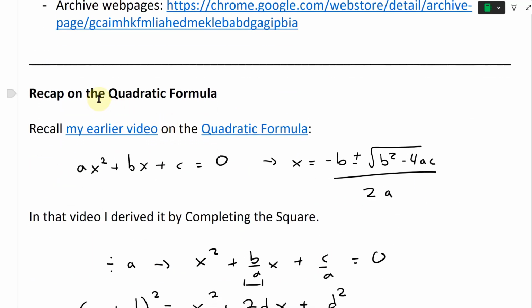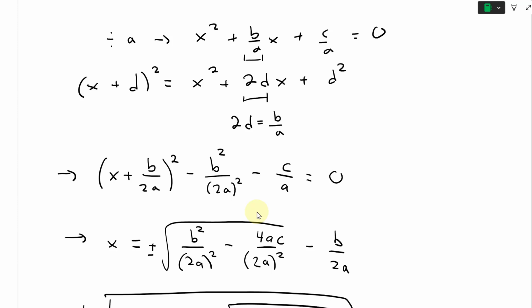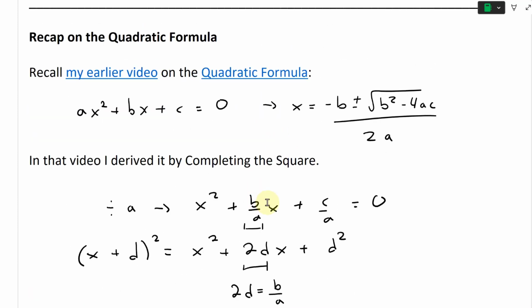So first of all, I'm going to go over a quick recap on the quadratic formula, just a quick recap and the proof that I used for it. I'm not going to go over the proof manually. I'm just going to show you what I did.